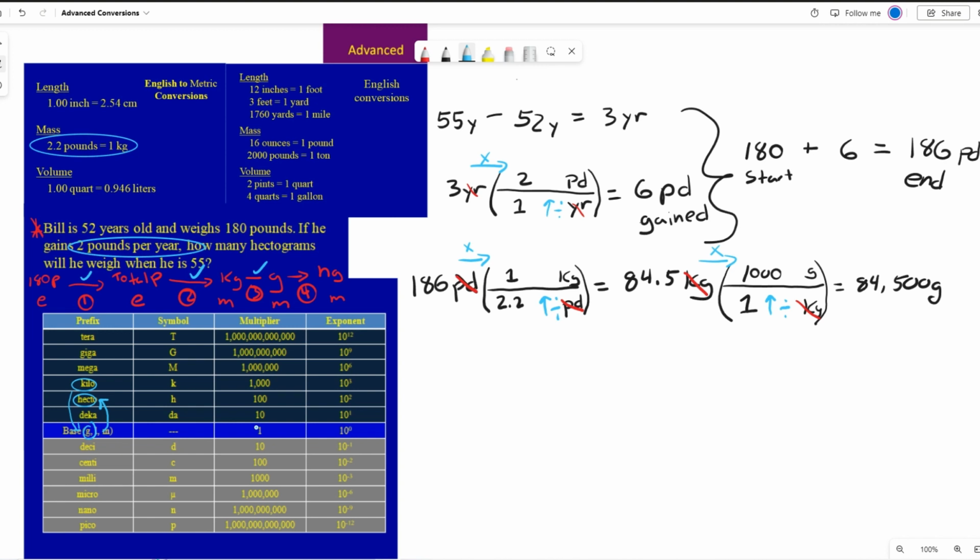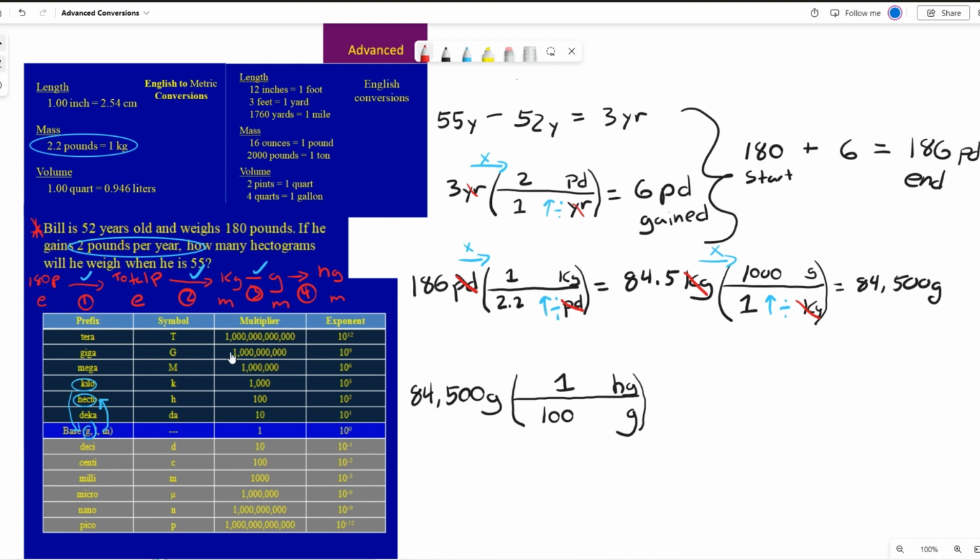Now we have our fourth and final step left, going from grams to hectograms. So we have 84,500 grams. And now let's do our final conversion from grams to hectograms. Put grams on the bottom because I want that to cancel out. Hectograms on the top. And we can see that hecto and gram is a relationship of 100 to 1. Hecto is higher up on the chart, so it's larger, so that's the one that gets the 1. That's the big one. And the grams is the smaller one, so that'll get the 100.